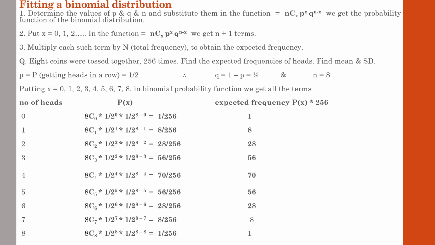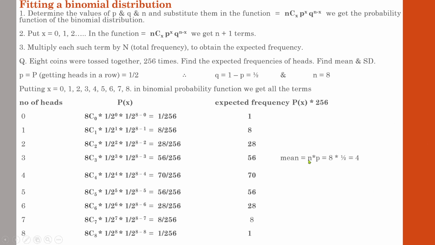And we are not complete, because in the question it is said that 8 coins were tossed together 256 times, and we have found the probability of each of the individual cases and the expected frequencies. Finally, find the mean and standard deviation. So what is the equation of mean for a binomial distribution? We have learned that, and we also know the equation of standard deviation. For mean and standard deviation, you need to know the values of n, p and q. Just substitute the necessary values in the equation, and you will get the value of mean.